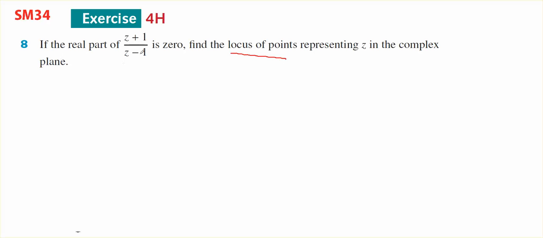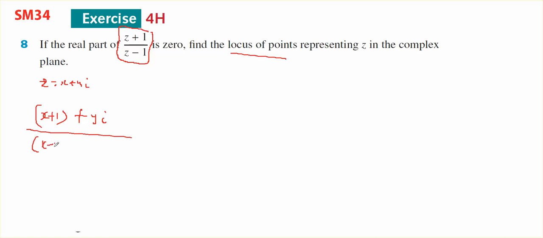Okay. So if the real component of this is 0, I'd like to turn this into an imaginary and real component. So I'm going to say that z equals x plus yi, which means I've got x plus 1 plus yi on top of x minus 1 plus yi.